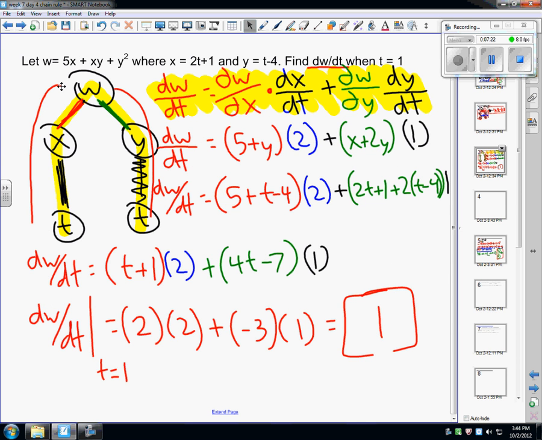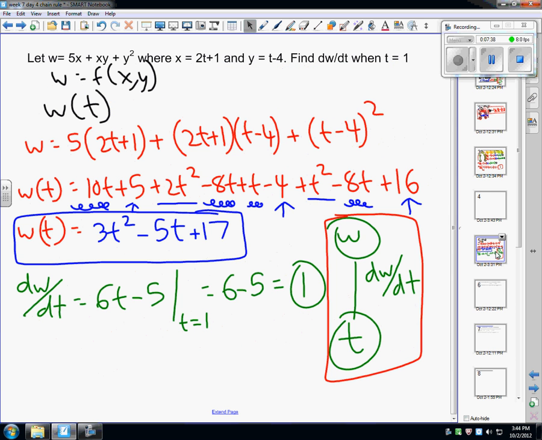Now, some of you might be saying, I would prefer brute forcing it into w in terms of t. But what's going to happen is we're going to get more and more complicated problems, where if we can handle it as a chain, it will be a lot better than if we force it like we did here.